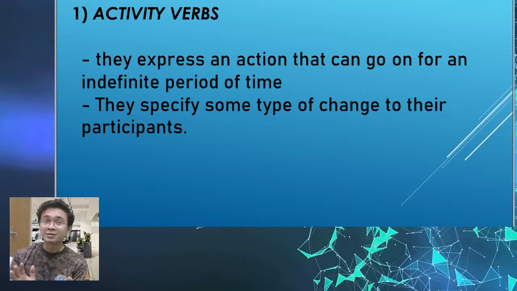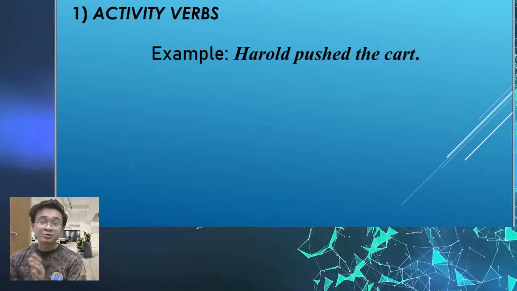So remember, when you say activity verbs, this is an action that can go on for an indefinite period of time. When you say go on, it means it continues. For example, we have this sentence: Harold pushed the cart. Our verb here is push, right? If you notice, only push. So we cannot tell exactly how long Harold will push the cart. So it shows an indefinite length of time that this action will finish. So we call this verb an activity verb.